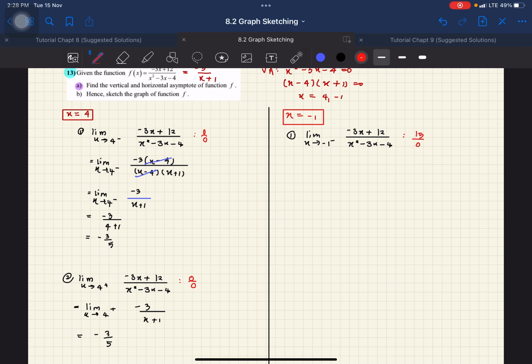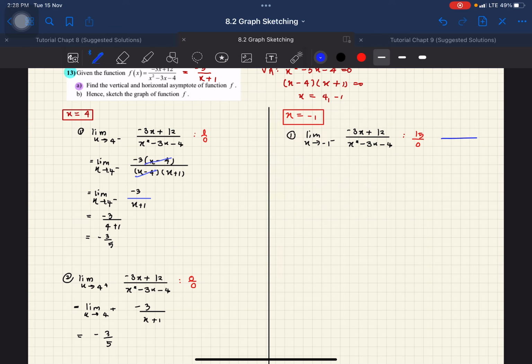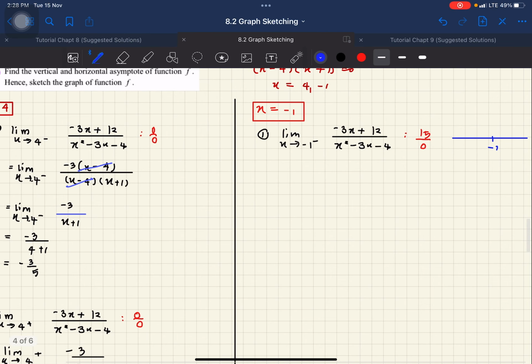Okay, so remember, when you get a constant divided by a 0, immediately draw a number line. So I draw a number line. Okay, so I have negative 1 in the middle, right? And then I want to find negative 1 minus. So for negative 1 minus, I just subtract 0.1 from negative 1, so I will get negative 1.1. And then for negative 1 plus, I just add 0.1, I will get negative 0.9. Okay, so that is for the negative 1 minus and also negative 1 plus.